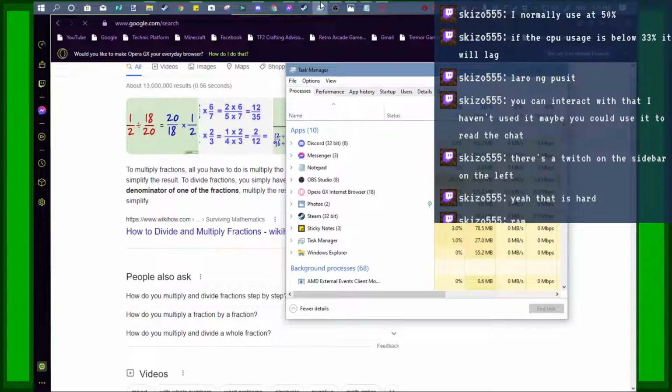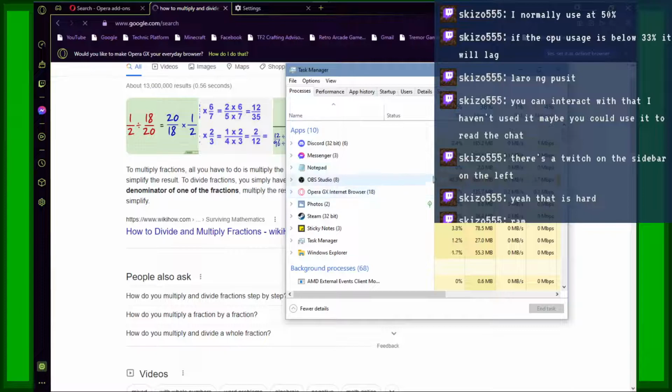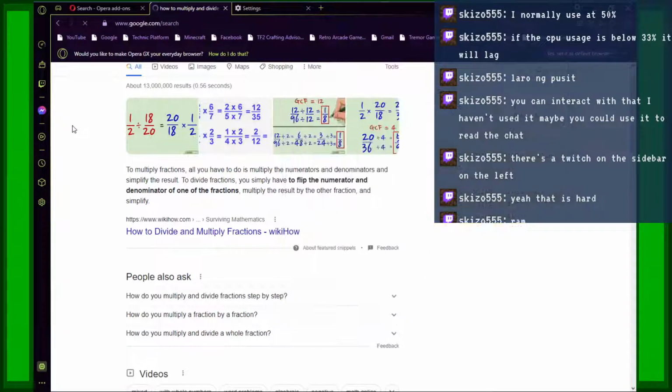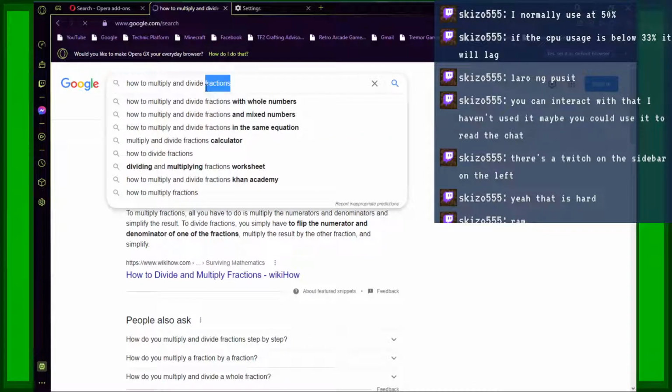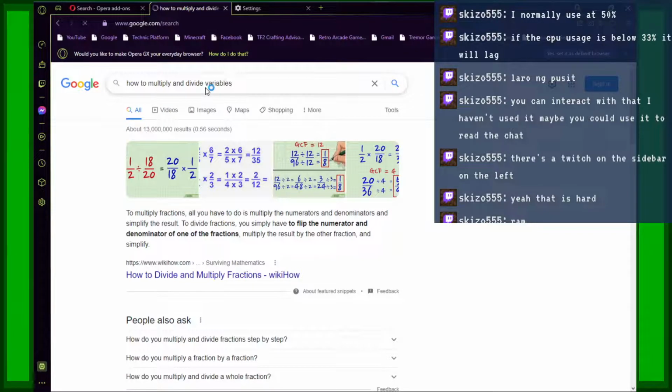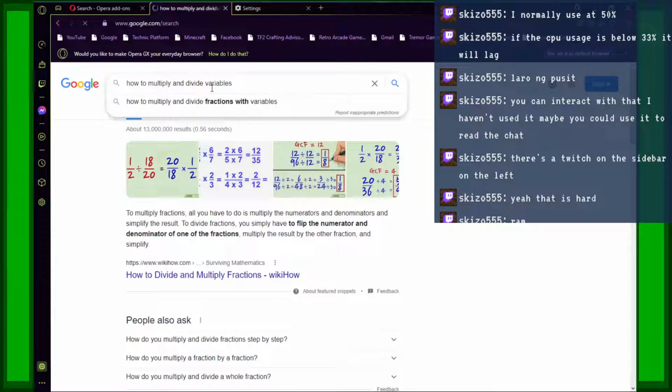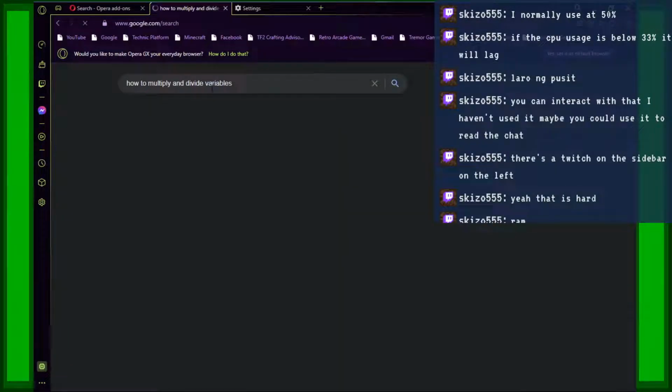Okay. Wait, fractions? No. Variables. Fractions J. Fraction.